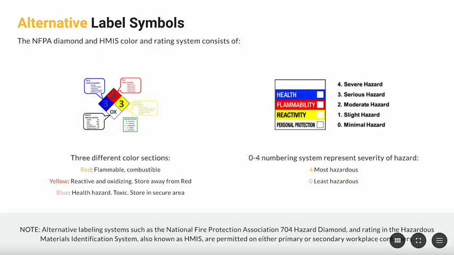The HMIS system also uses color coding and a numbering system to convey the hazards of a chemical. The colors used in the HMIS system are red for flammable and combustible hazards, yellow for reactive and oxidizing hazards, and blue for health hazards. The numbering system used in the HMIS system ranges from 0 to 4, with 0 being the least hazardous and 4 being the most hazardous.